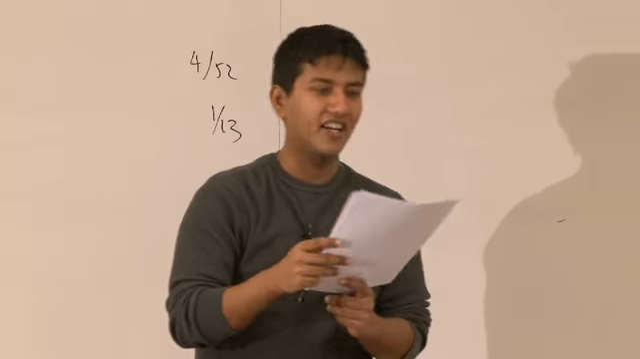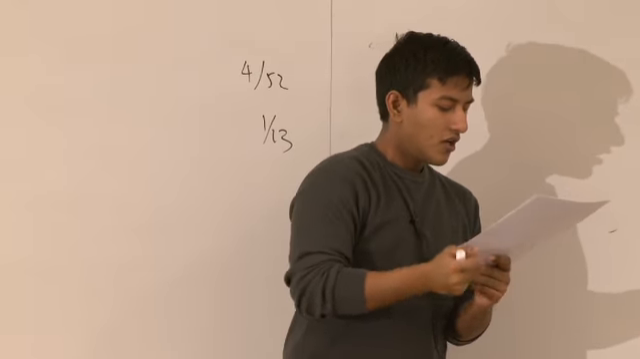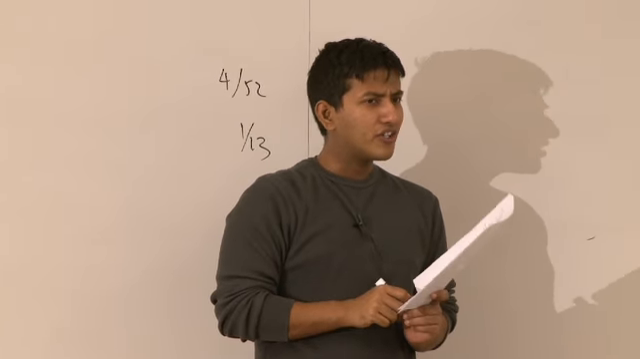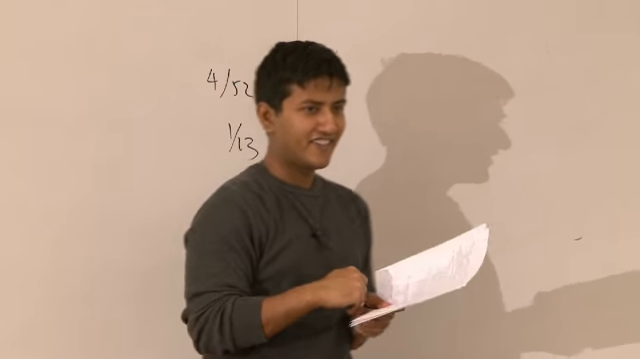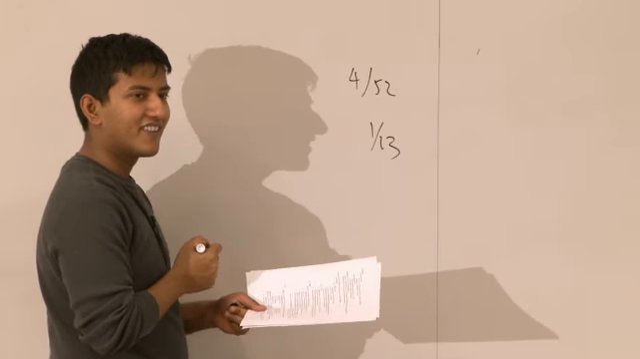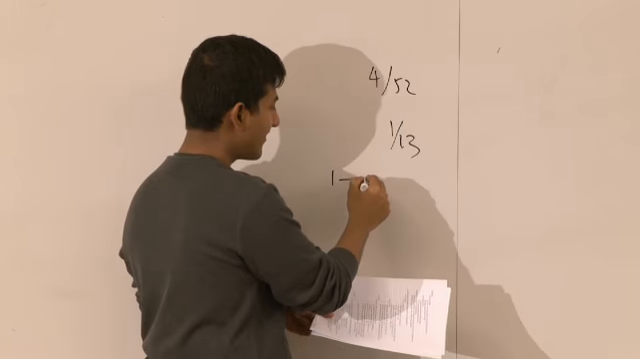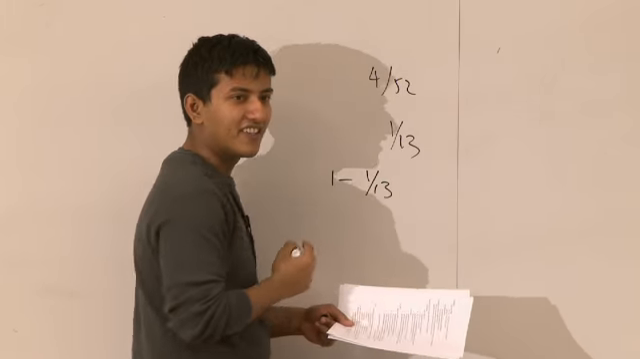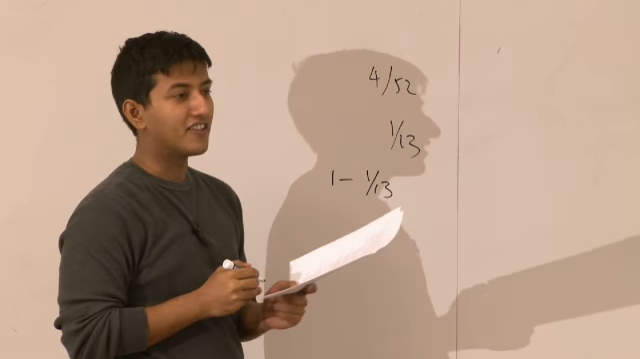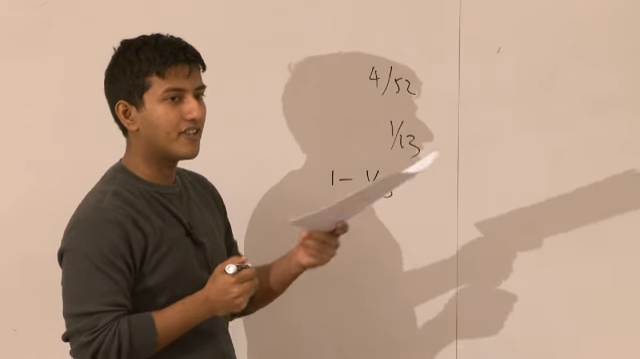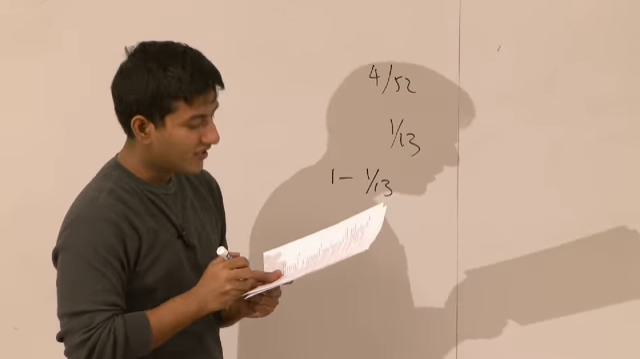It's what she said, yeah, 1 over 52. What is the probability of not getting an ace? 1 over 13. Okay, this is where we make use of the inverse probability. So that will come into play very often.